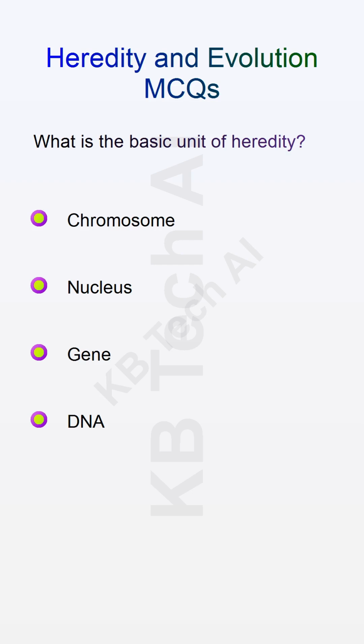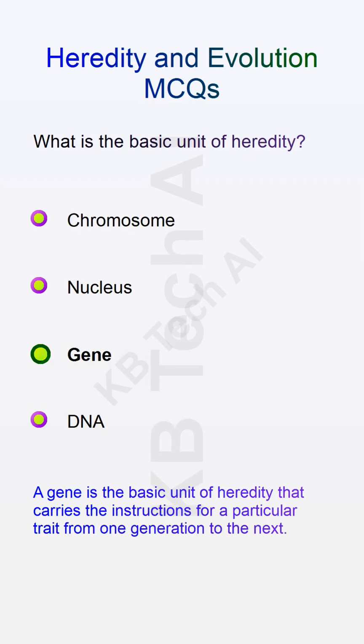What is the basic unit of heredity? Option 1, chromosome. Option 2, nucleus. Option 3, gene. Option 4, DNA. The answer is option 3, gene.